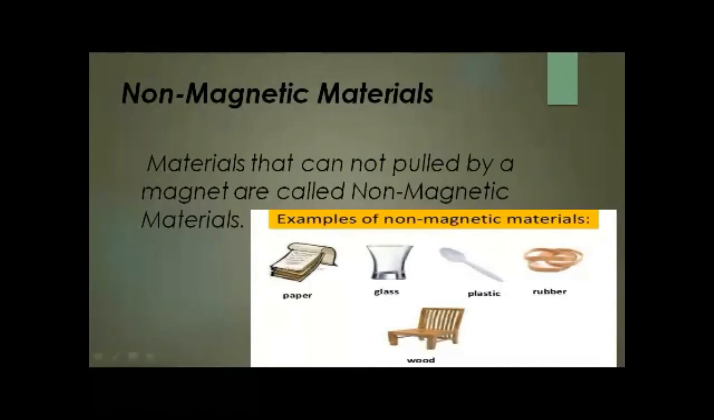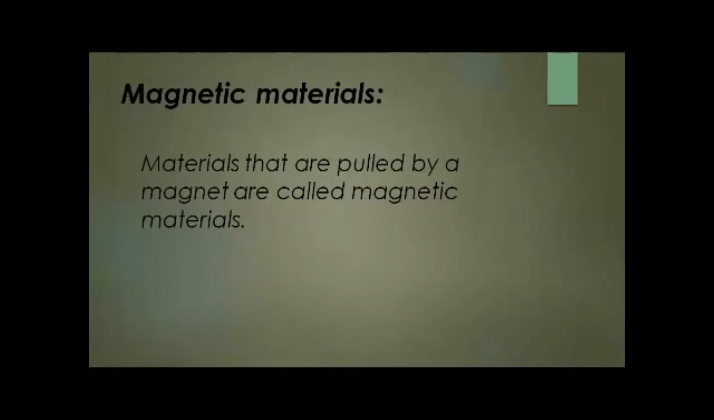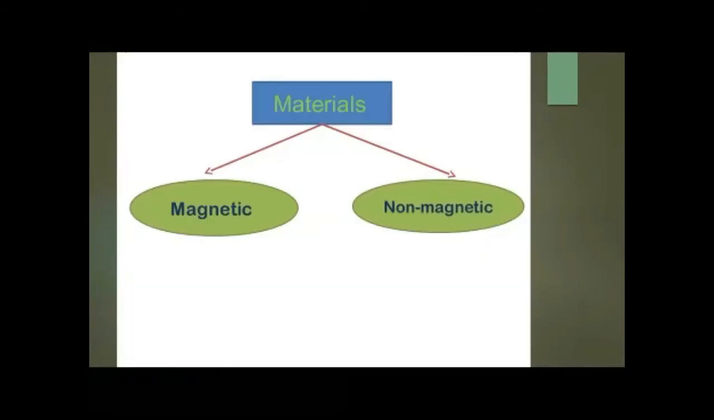So students, why are they not attracted by a magnet? Because they are not made from metals. That's why they cannot be attracted by magnets. So materials have two types: magnetic and non-magnetic materials. Materials that cannot be pulled by a magnet are called non-magnetic materials. Have you got it, students? Materials have two types: magnetic and non-magnetic.